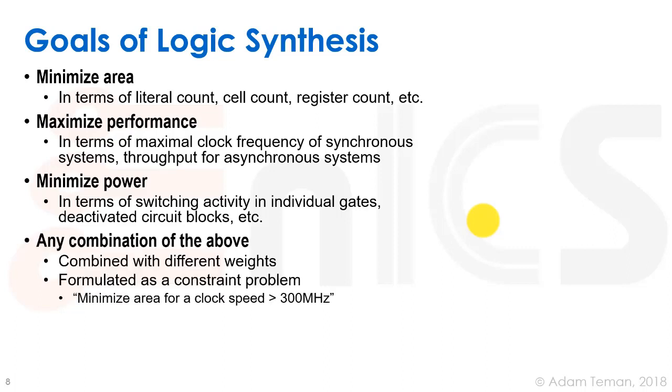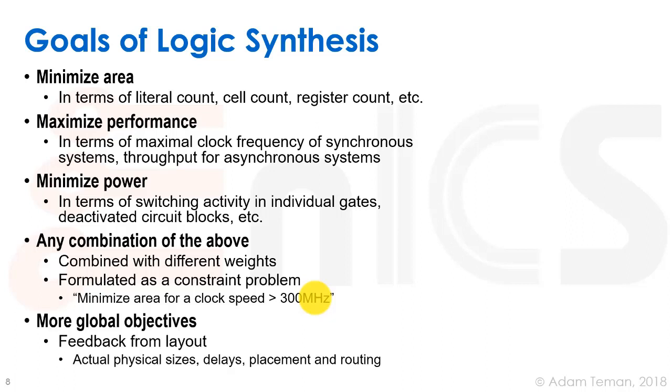And of course, as in most optimization problems, we're going to try to find the best combination of the above. We're going to give different weights to each problem. Maybe one design wants a smaller area, another design wants higher performance, etc. And so we formulate some sort of a constraint problem, saying something like, minimize the area at a clock speed that is at least 300 megahertz. For more global objectives, we can get some feedback from layout. We get actual physical sizes, delays, placement, and routing, and try to put that into our optimization problem.